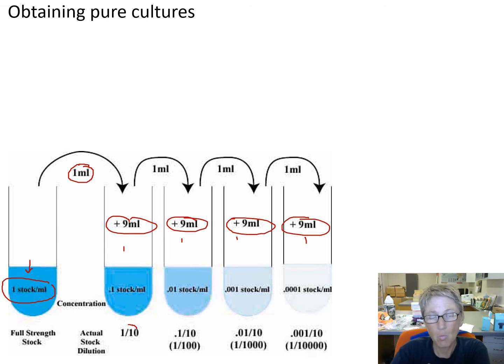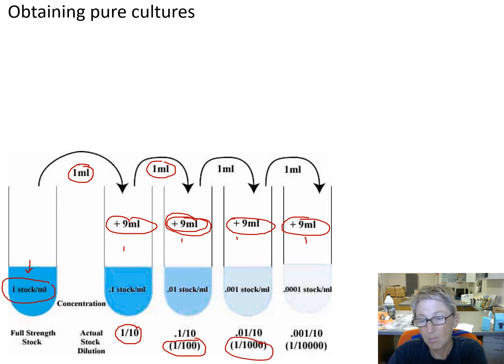That is a 1 to 10 dilution. Then you take 1 mil out of your 1 to 10 dilution and you put it in the next 9 mils of media. That's a 1 to 100 dilution. Then you take 1 mil out of the 1 to 100 dilution and you put it in 9 mils of media. You get a 1 to 1,000. Do the same thing, you get a 1 to 10,000. Oh, and I should note, you take your first mil out of the stock and you put it into this first tube.